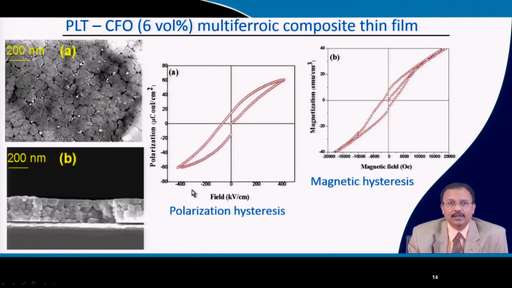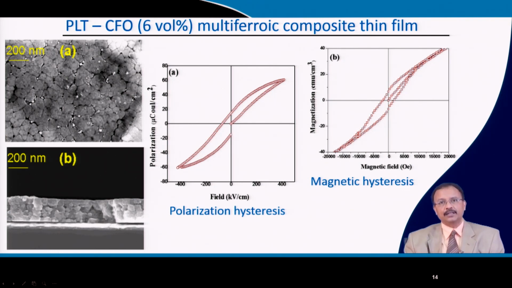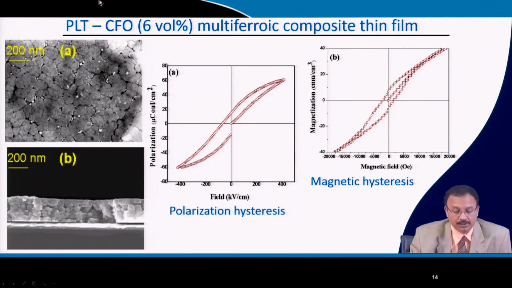Then you would like to see how uniform this film is. For that you will have to do a cross section. This is the surface of the film, analyzed by the scanning electron microscope once again, and you can see a good granular structure of lead lanthanum titanate, and a very small and very homogeneous dispersion of cobalt iron oxide mostly along the grain boundaries of this film.